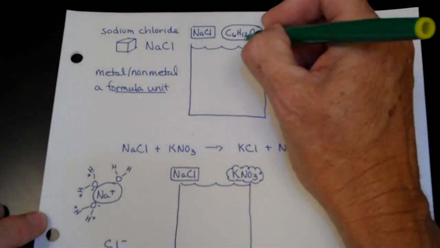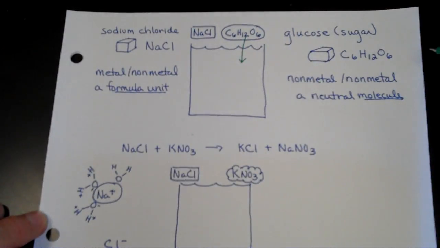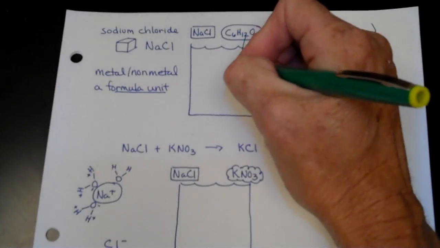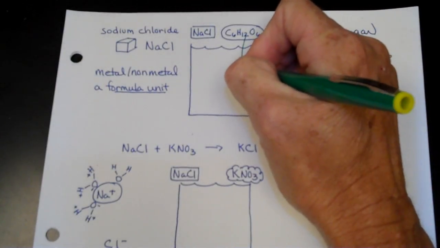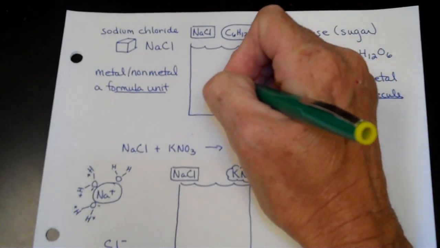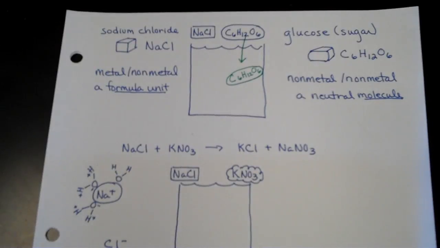When the glucose is placed in water, it dissolves. But what does it look like? If you could see it with your eyes, what would it look like? Well, it would look like C6H12O6 units. They're small enough so that they can't be seen, but they still stay together as units.